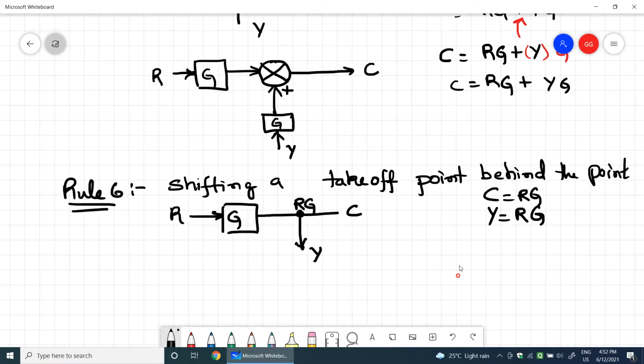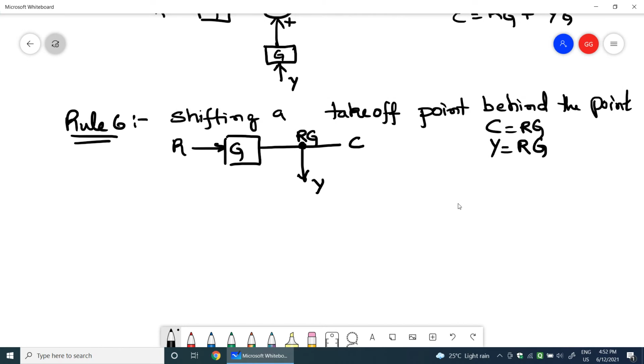Now when I shift this takeaway point behind the block, sorry, behind the block I should write, what will happen? That is the major concern here. So I'll take the takeaway point here and I'll put block G here, and Y will come out here now. R, Y, and this is C.